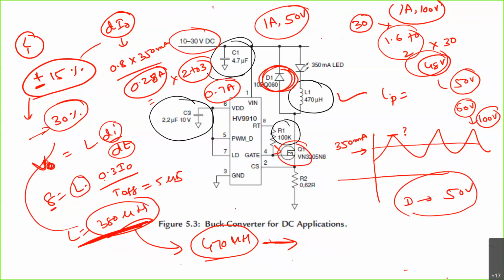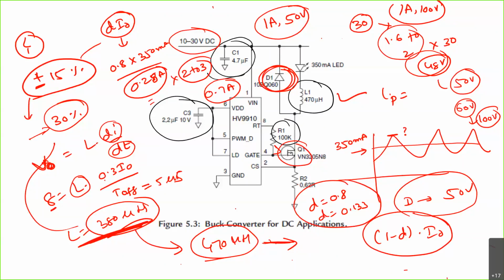The current rating is (1 minus D) into I naught. That is the average current that flows through the diode. So which D do we normally use? 0.8 we will use, or 0.133? Which one is preferred in this case? 0.8 we will use, or lower than that? What value will we prefer?